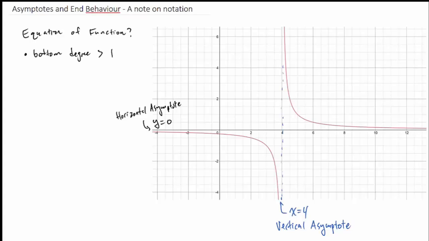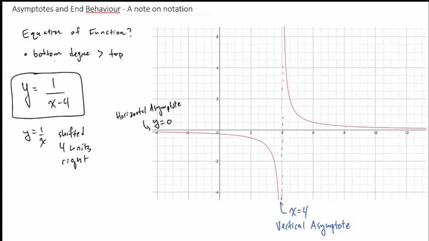So one thing that we know then, if the asymptote is at y equals 0, the bottom degree of the rational function has to be greater than the top. So put this together, two pieces of information, our function must have been 1 over x minus 4. Vertical asymptote is coming from the denominator restriction, and the horizontal one comes from one of the 3 rules we went over in class. And just to note, this is the original 1 over x function, but we've just shifted it 4 units to the right.